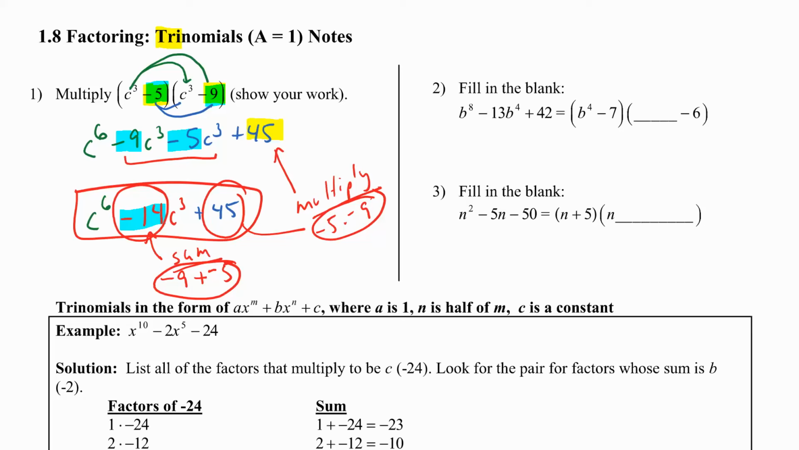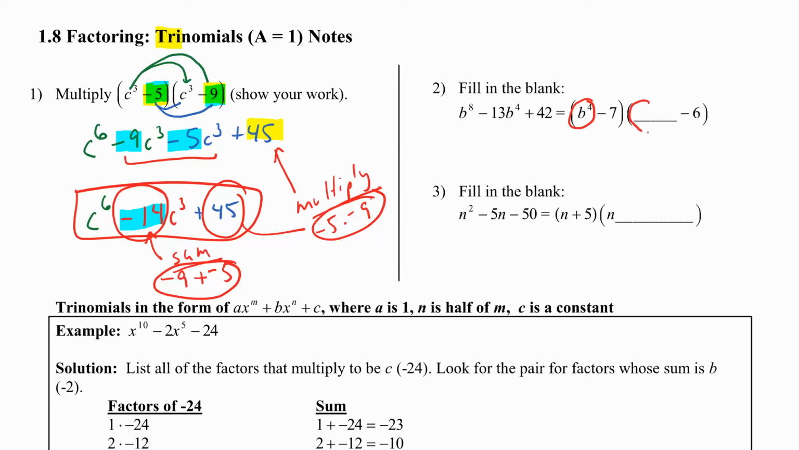All right, so number 2 is kind of some baby steps on thinking about that. If we have this expression, we want to find what 2 things multiply to equal that. So we have b to the 8th minus 13b to the 4th plus 42. We're looking for 2 numbers that multiply to be 42 and add up to be negative 13. And those 2 numbers are already given to us right there. If we do negative 7 times negative 6, when we multiply those 2, we get positive 42, and when we add them, we do get negative 13.